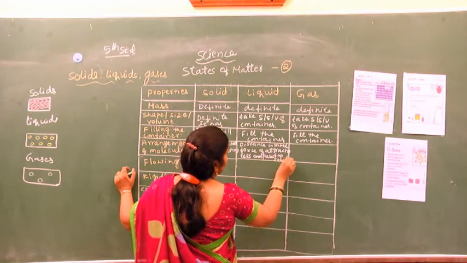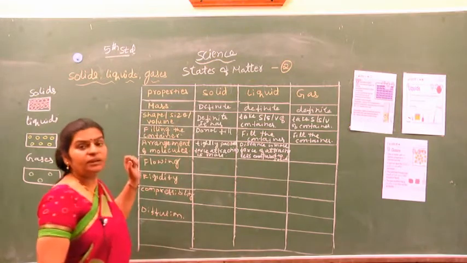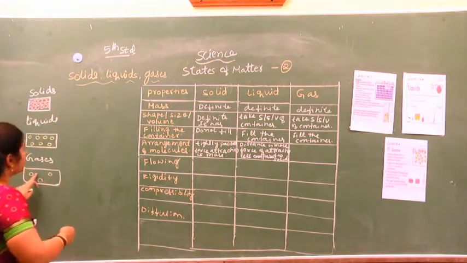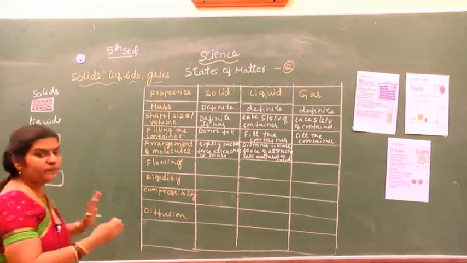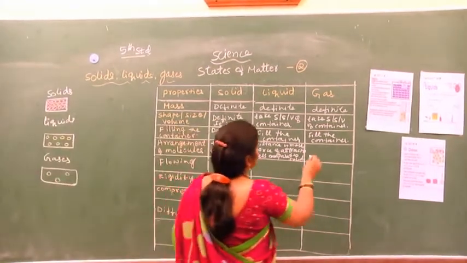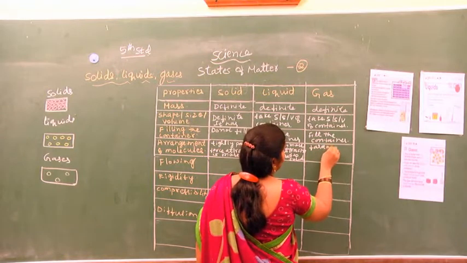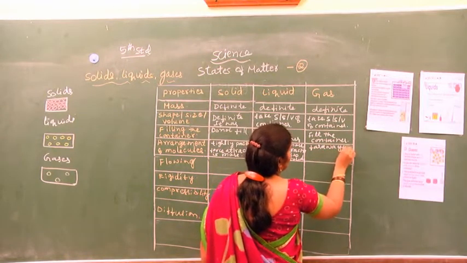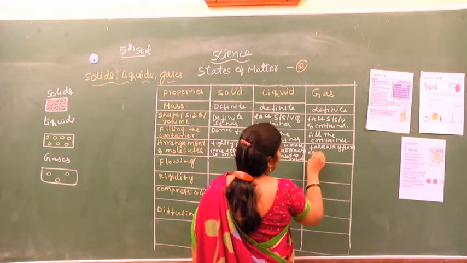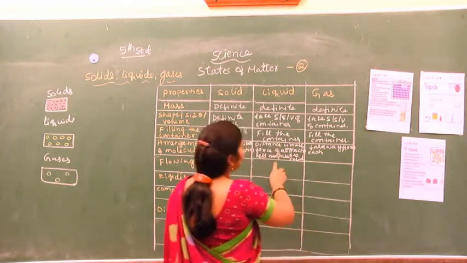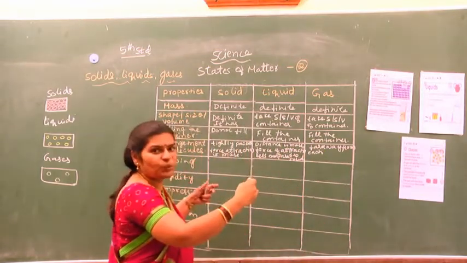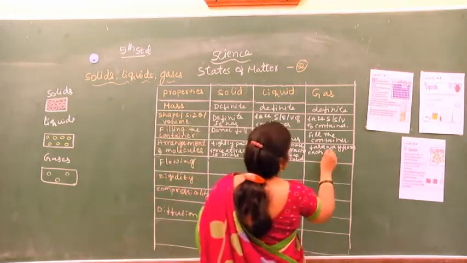But in case of gases, what about the distance? They are very far away from each other. The particles are far away from each other. And what is the next thing? When the distance is more, the force of attraction is very less.